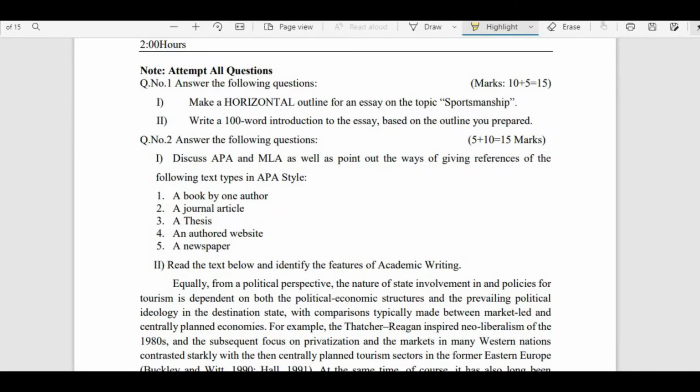Question number 1. Further, it is divided into two parts. Make a horizontal outline for an essay on the topic sportsmanship, and part 2, write a 100-word introduction to the essay based on the outline you prepare.